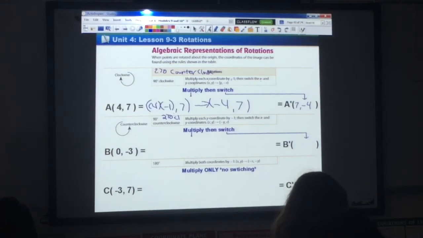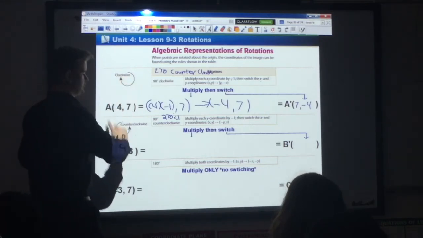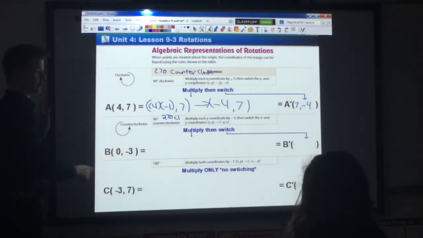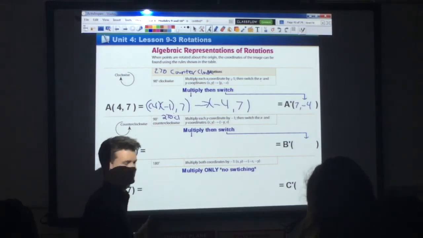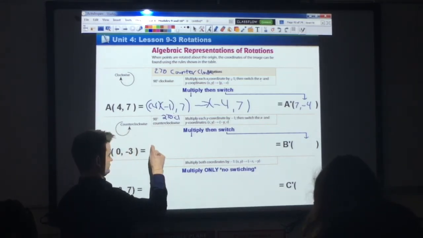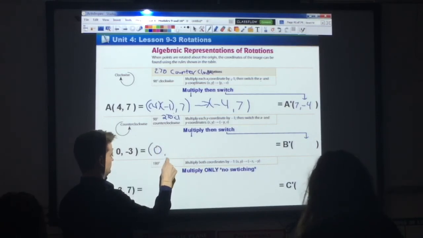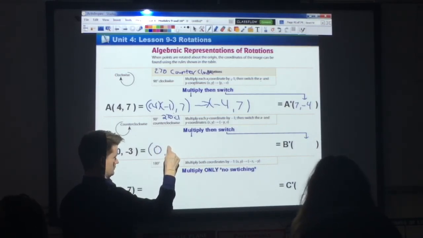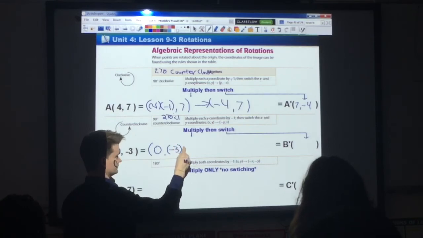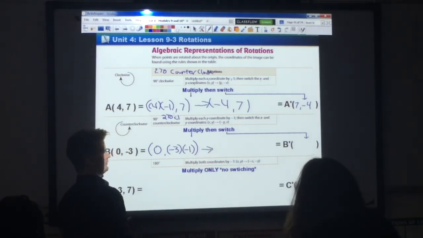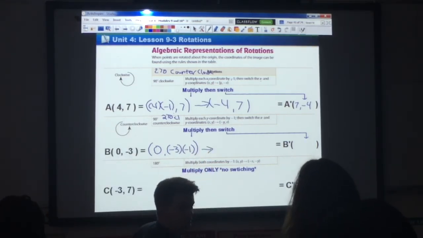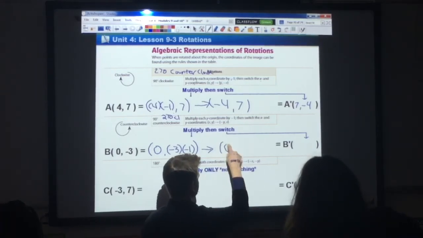90 degrees counterclockwise, what coordinate do you think we have to multiply this time? The y. If we do clockwise, the x. If we do counterclockwise, it's the y. So we have 0, comma, -3. Kavina, tell me. What's it going to look like when I do that multiplication? What am I writing? 0, comma, -3, well, parentheses, right? This is multiplication. Multiply by -1. Okay. And then what does that become before we switch it? 0, 3. Okay, that's the first step complete.